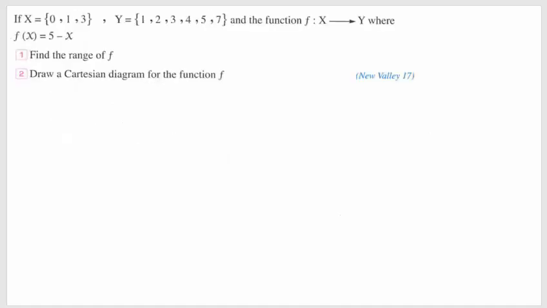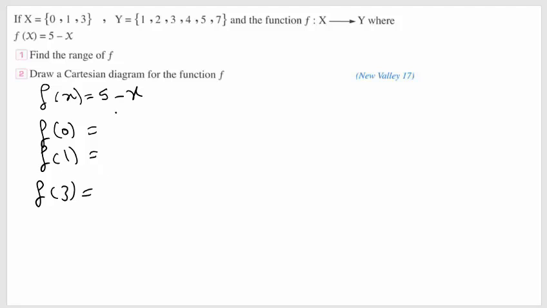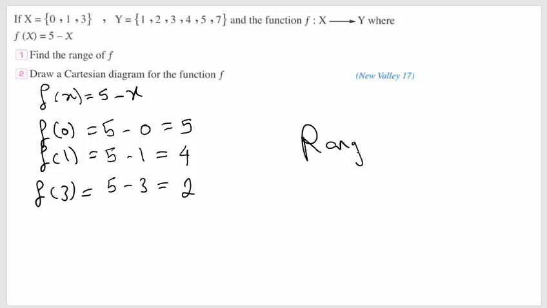The next question. x equals 0, 1, 3, y equals 1, 2, 3, 4, 5, 7. And the function from x to y where f of x equals 5 minus x. Find the range. To find the range, I should find f of 0, f of 1, and f of 3. Let's do it. f of 0 means 5 minus 0, which is 5. f of 1 is 5 minus 1, which is 4. f of 3 is 5 minus 3, which is 2. Then the range will be 5, 4, 2.